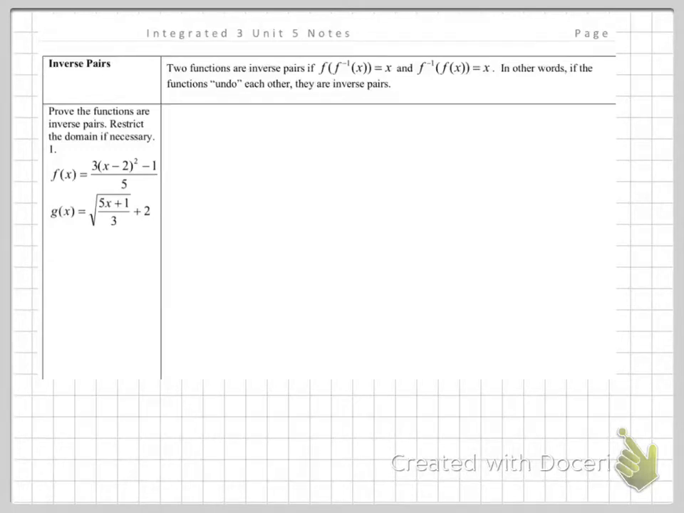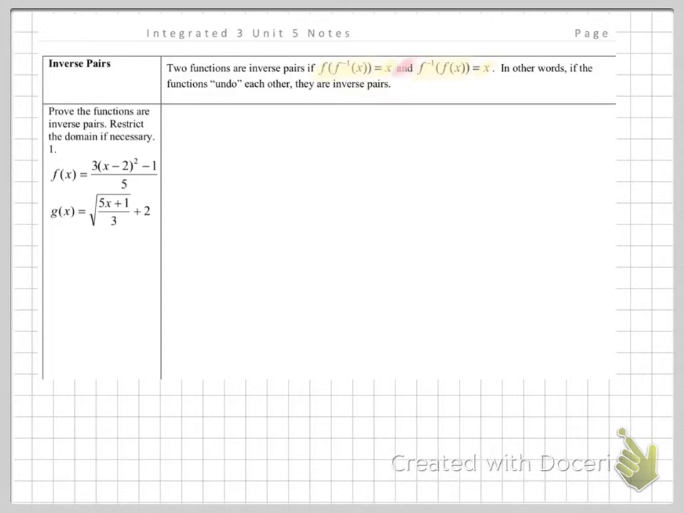Okay, inverse pairs. We are going to be proving that two functions are inverses. So to prove two functions are inverses, at the top it says they are inverse pairs if f of f inverse of x equals x and f inverse of f of x equals x. So the "and" is extremely important. And you'll notice the only difference from one side to the other is that we change the order.